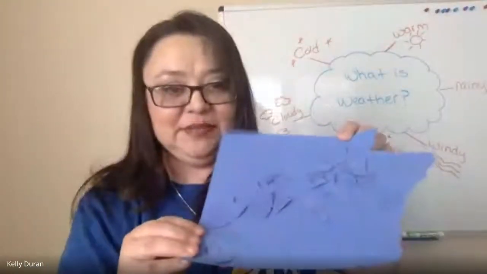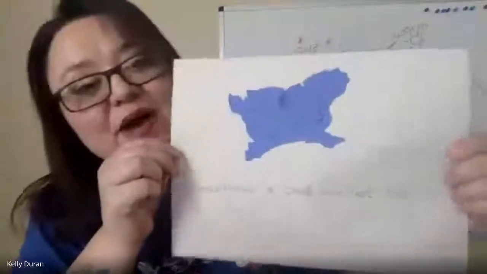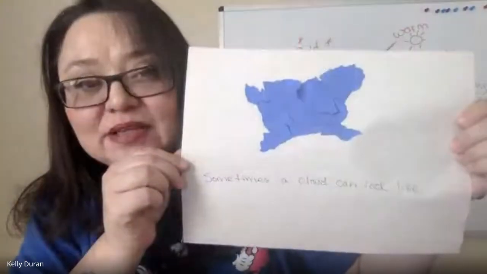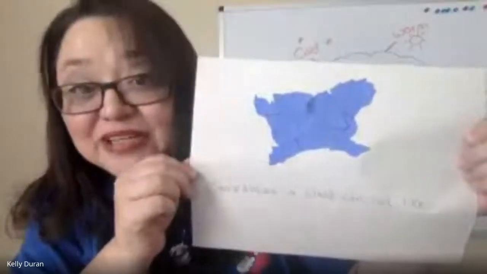Okay, then you are going to tear up some papers like Miss G did. I tore up papers. See my papers torn? And you're going to glue them down on your white sheet of paper to make a cloud. And I'll show you an example. So here's Miss G's, and at the bottom, look what I wrote. Sometimes a cloud can look like, and these are just papers that I tore and glued down.